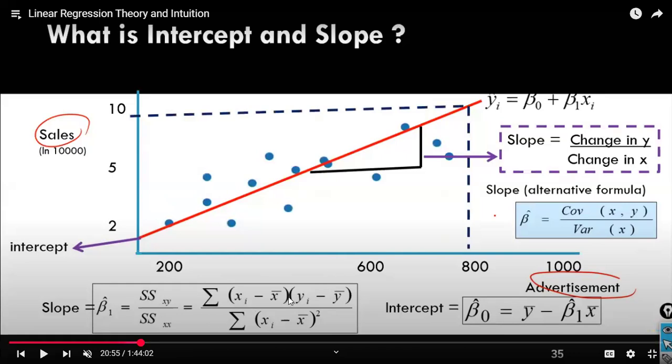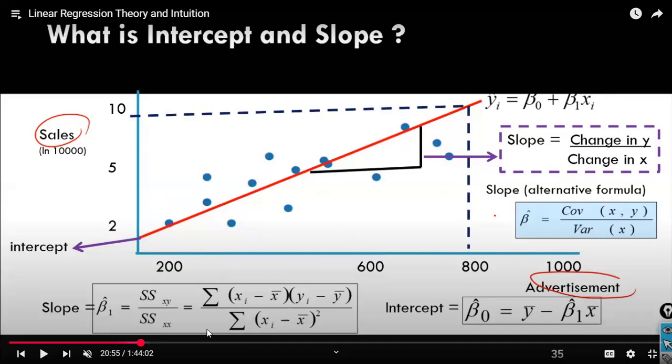Here, xi minus x bar and yi minus y bar. Y bar is the mean. Subtract each x value from its mean, and subtract each sales value from the mean of the sales. And in the denominator, xi minus x bar. So if the advertisement is 200, you take 200 minus the mean of these values, and you need to square it. Each one: 200 minus the mean value squared, plus 600 minus the mean of the x-axis values squared. When you substitute all the values, you will get the slope.